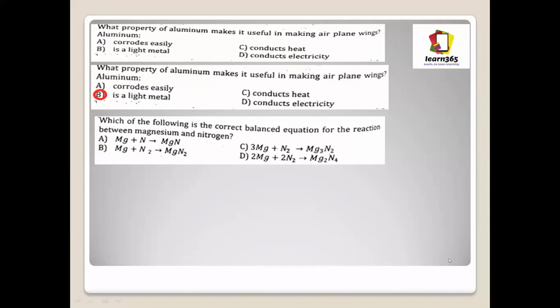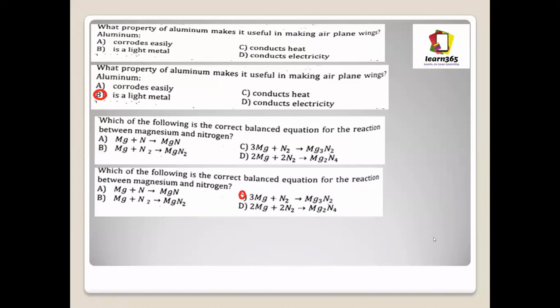So the right answer is C. Can you see it's a balanced equation now? 3Mg plus nitrogen gives Mg3N2. All right, moving on to the next question.